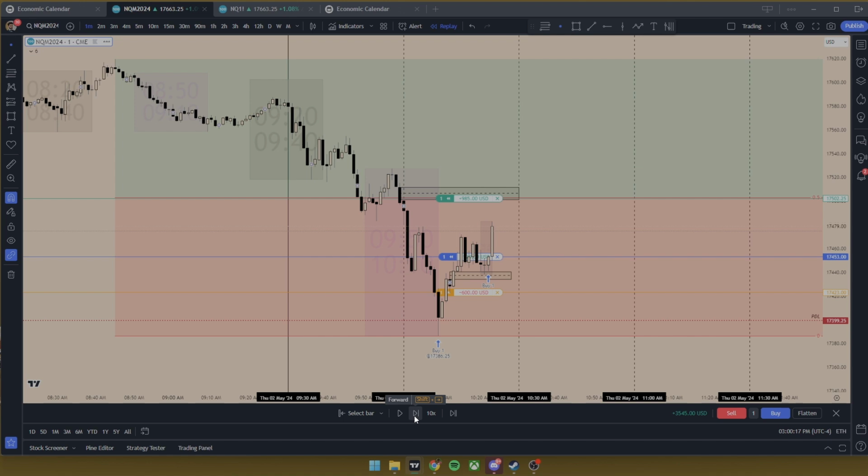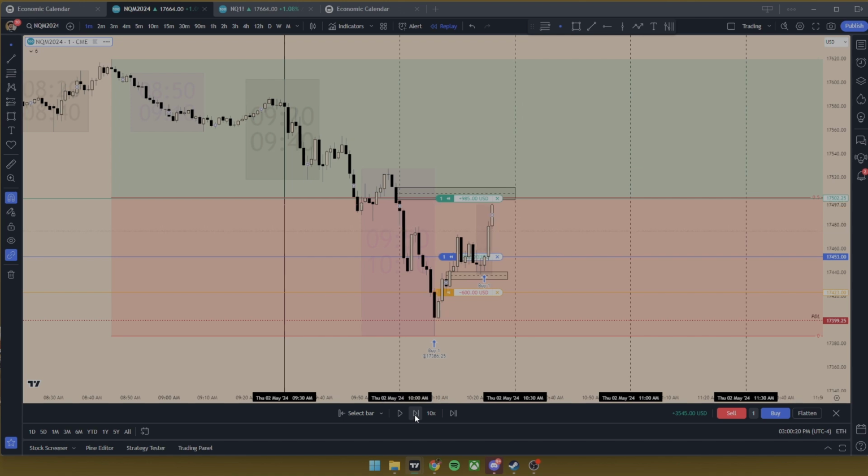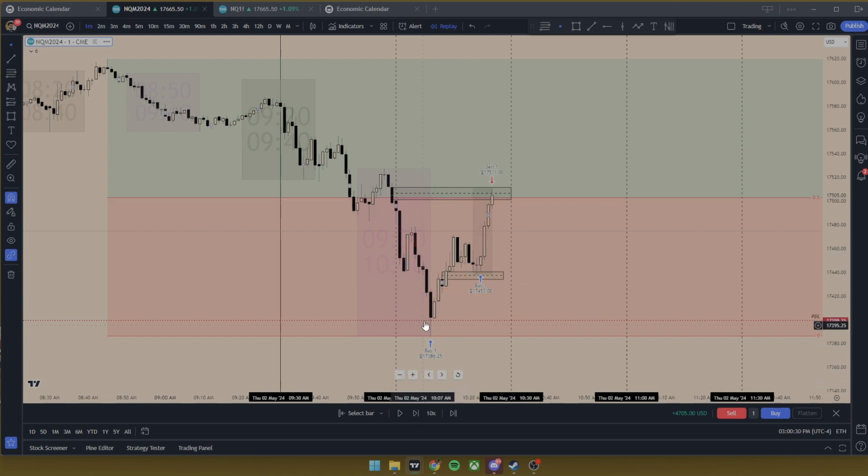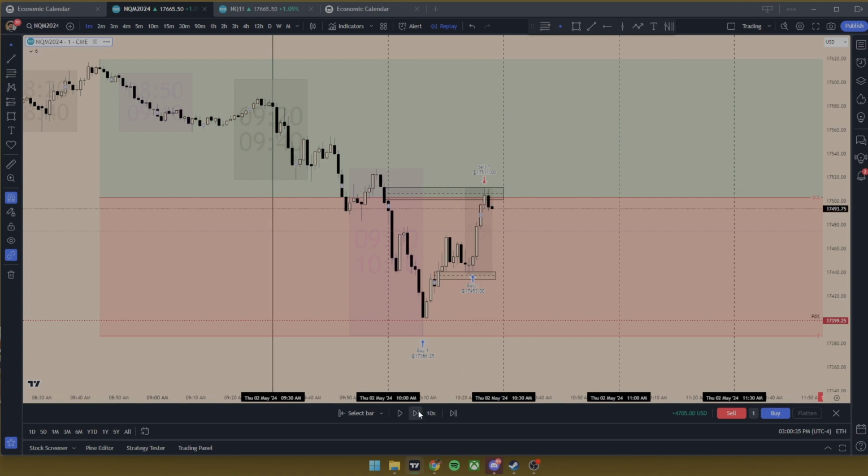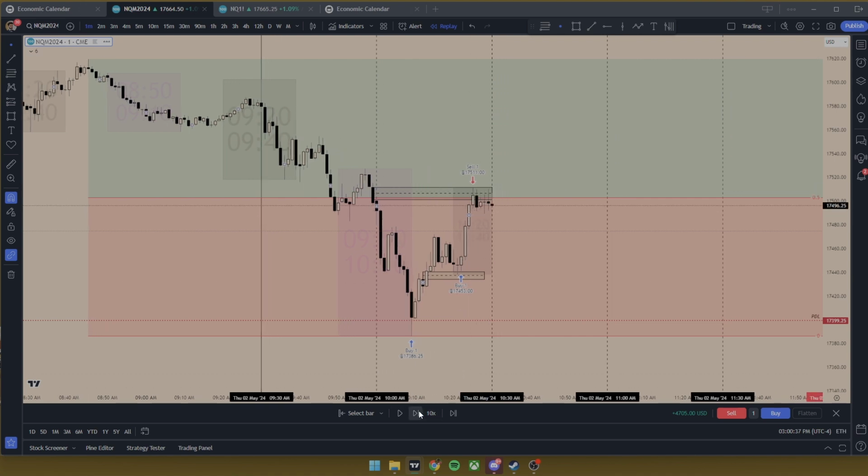We get that displacement higher. We take out this swing high. So now the market is demonstrating bullish institutional order flow after leaving a breakaway gap. And just like that, we hit our target. So now we're starting our new cycle. What do we anticipate happening now?